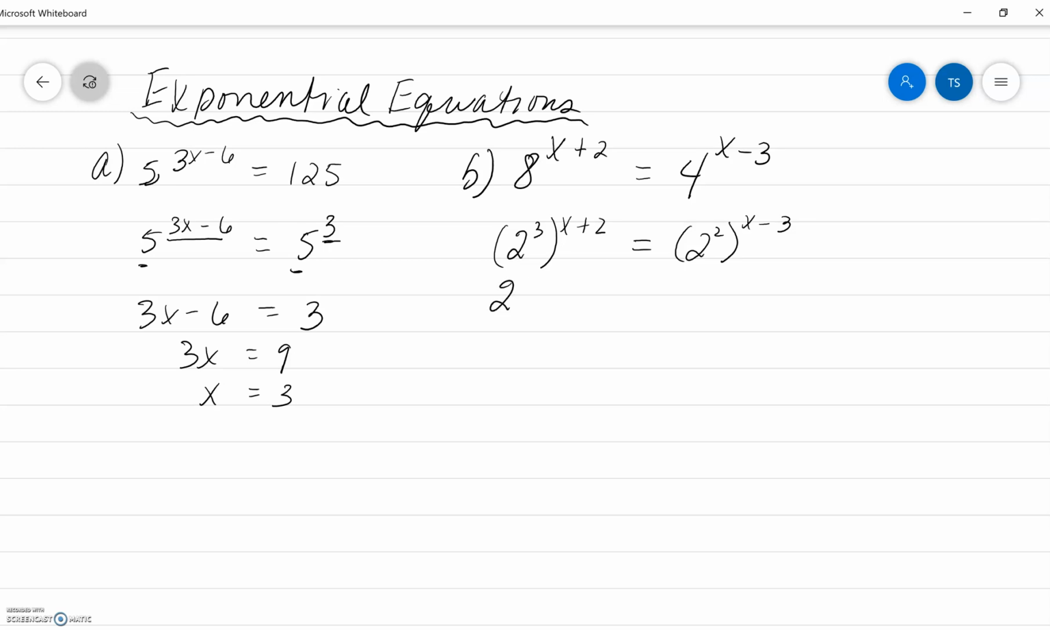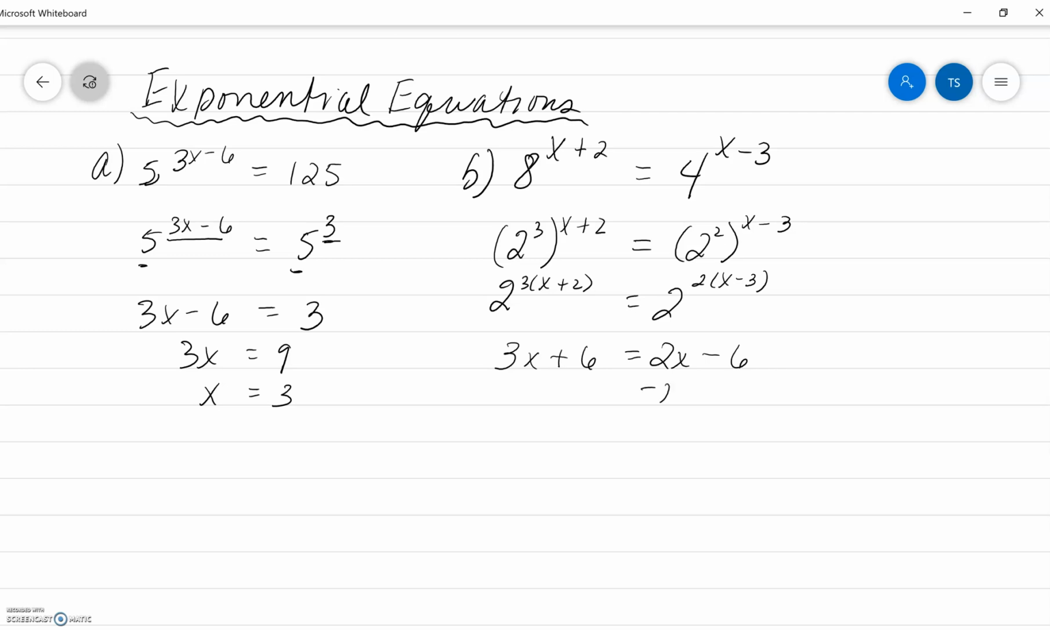So it's going to be 2 to the 3 times (x plus 2), and of course we'll distribute that. And then 2 to the 2 times (x minus 3), and we'll distribute that as well. But once you get those bases the same, grab those exponents and put them equal to each other. So I'm going to distribute and put them equal together at the same time, just to save some time. 3x plus 6 is going to equal 2x minus 6.